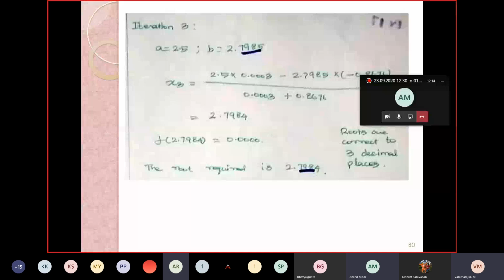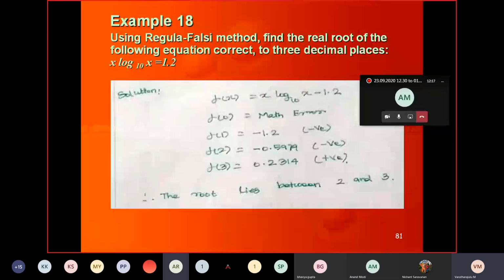Okay. Good. Concerning problem number 18, there won't be any boundaries given in the problem. Therefore, we need to find the appropriate boundaries. As I have solved, you start with f of 0, 1, 2, 3. Here f of 0 gives a mathematical error, f of 1 becomes a negative value, and f of 2 is also negative. Concerning f of 3, you will get a positive value. Therefore, the root lies between 2 and 3.